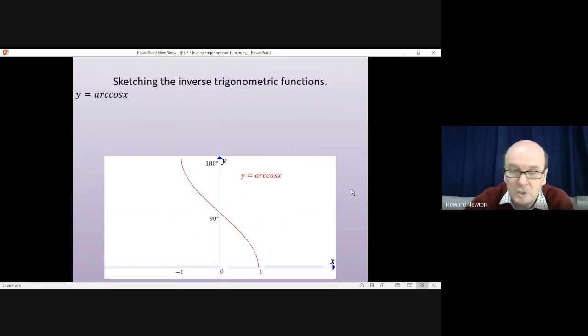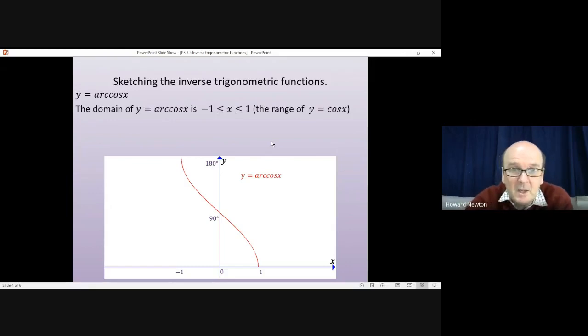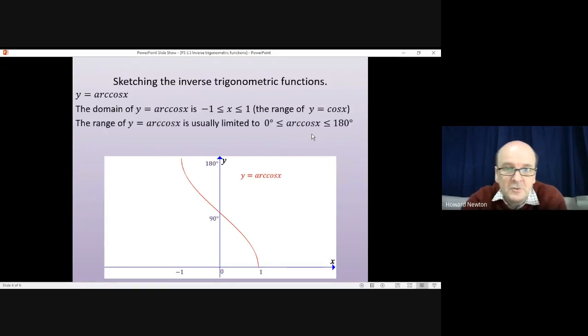y equals arc cos x, or cos to the minus 1 of x. The domain of y equals arc cos x is exactly the same. It's from minus 1 to plus 1, because, again, that is the range of y equals cos x. The range of the function is different, though. If you look at the sketch here, you'll notice that it starts at 0 and goes up to 180 degrees. So the range of arc cos x is usually limited to between 0 and 180.